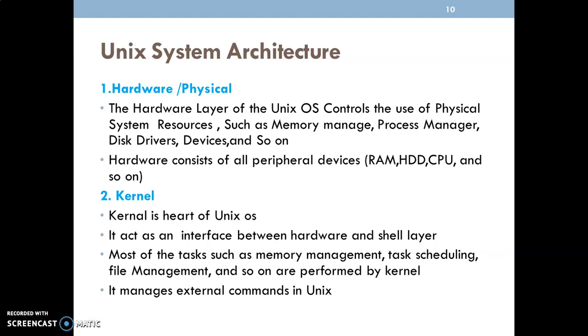Next, the more important part of the system architecture, that is kernel. Kernel is the core part of the Unix operating system, or sometimes we call it the heart of the Unix operating system. Usually it acts as an interface between hardware and the shell layer. Here the term interface means it acts as a bridge between the hardware and the shell layer. We'll discuss shortly what we mean by shell. Already we discussed hardware.